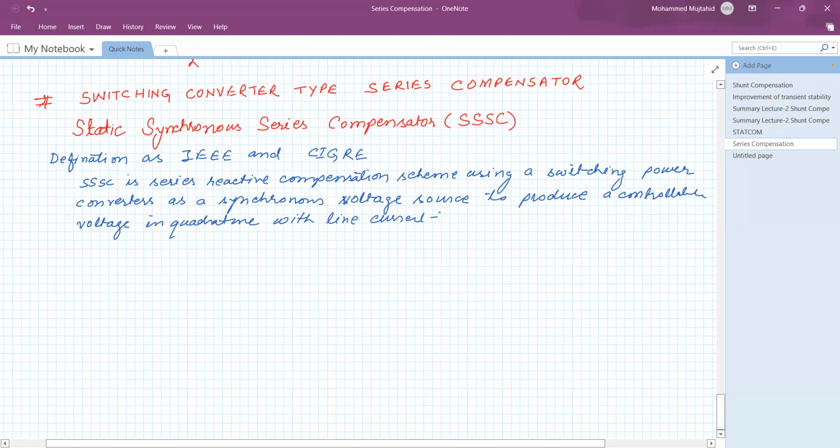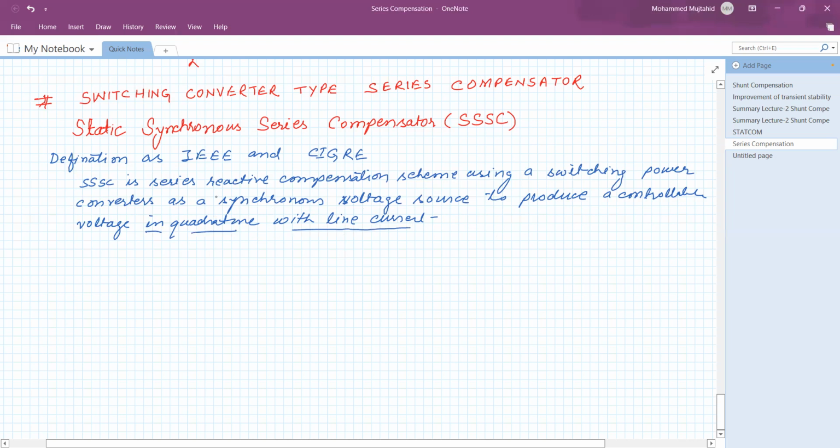So what is the SSC, or static synchronous series compensator? It is a series reactive compensation using switching power converters as a synchronous voltage source. We are not using a capacitive or inductive reactance, whereas we are using a power converter as a synchronous voltage source to produce the controllable voltage which is in quadrature with the line current. This is very important.